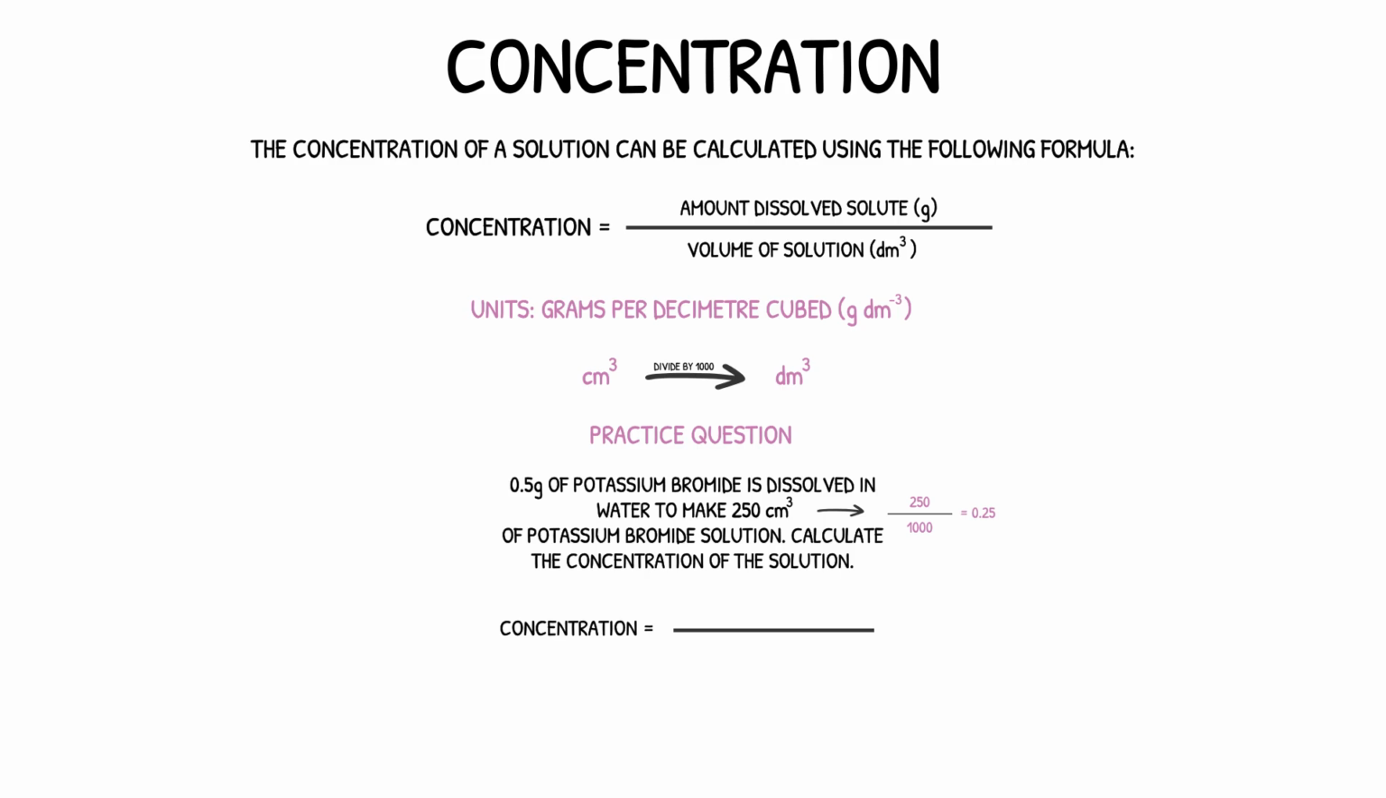Now that we have converted our units, we can complete the calculation as usual. 0.5 divided by 0.25 is equal to 2. The concentration of this solution is 2 grams per decimeter cubed.